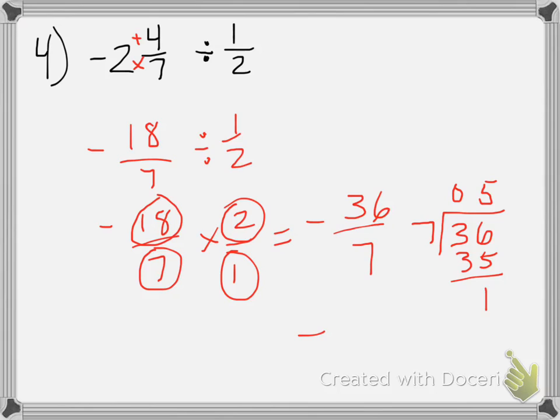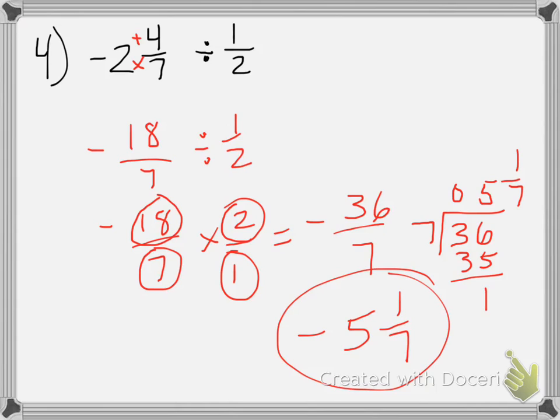So then we're working with fractions, so we leave it as a fraction. It's going to be 5 and 1/7. And at the very end, don't forget that the answer should be a negative. So I'm going to rewrite it down here. Boom. Circle your answer.